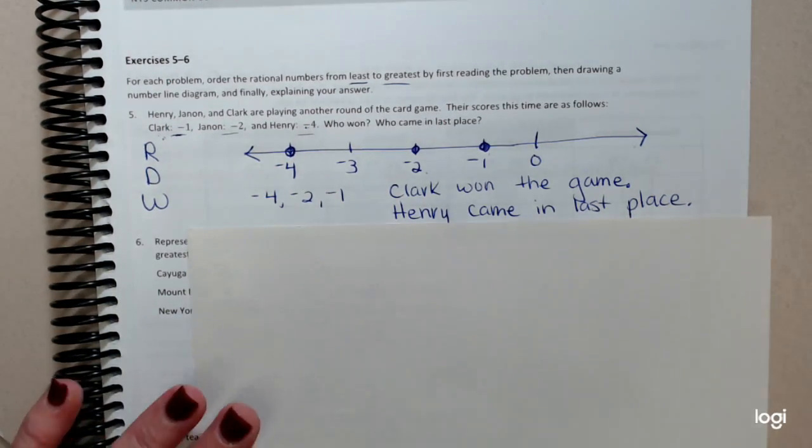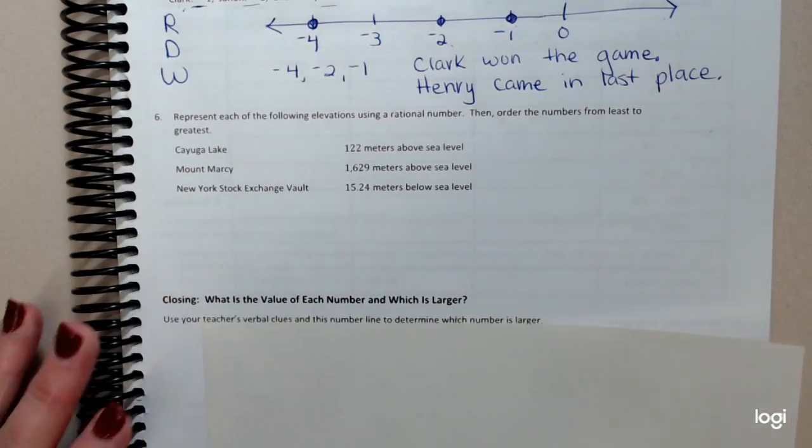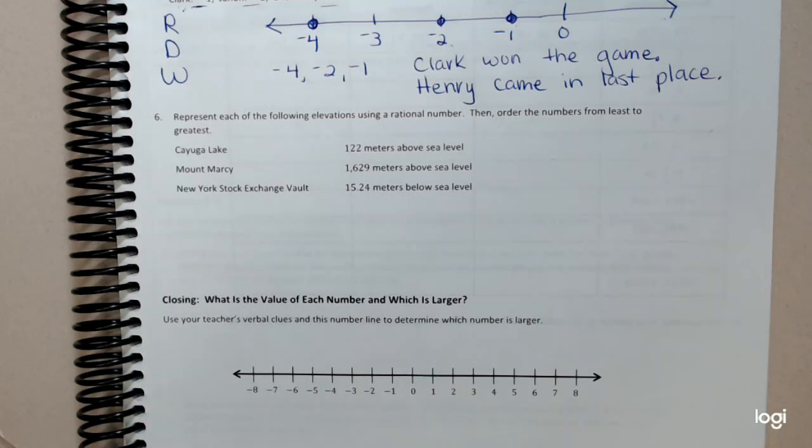All right, let's go down to the next problem, please. Problem number 6 says, represent each of the following elevations using a rational number. Then write the numbers from least to greatest. All right, so we're going to have to use a rational number for each one of these. So let's read them first.